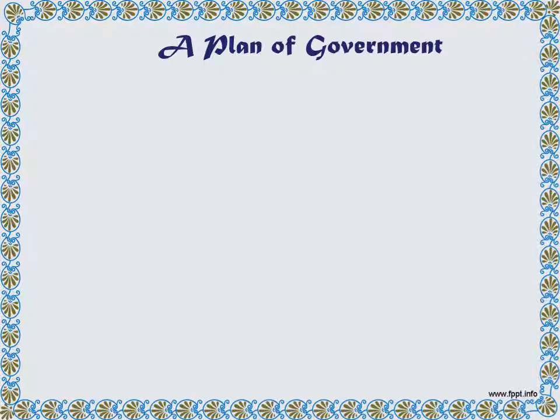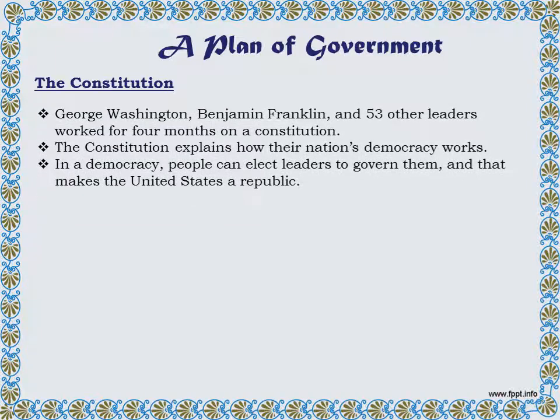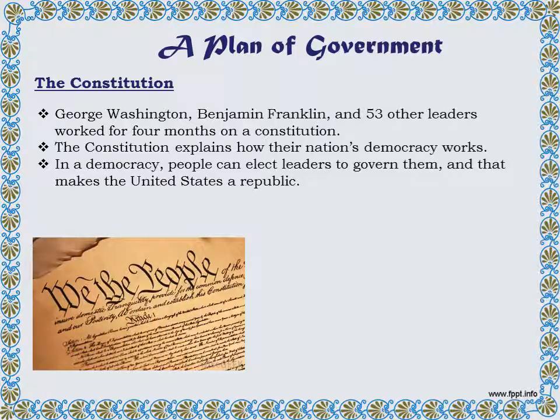A plan of government. In 1787, grade 4, the United States was a new country and it needed a strong government to make and carry out laws. So George Washington, Benjamin Franklin, and 53 other leaders worked for 4 months. Finally, they agreed on a constitution that explains how the nation's democracy works. Remember, democracy, people can elect leaders to govern them, and that makes the United States a republic. In fact, the Constitution begins with the people.